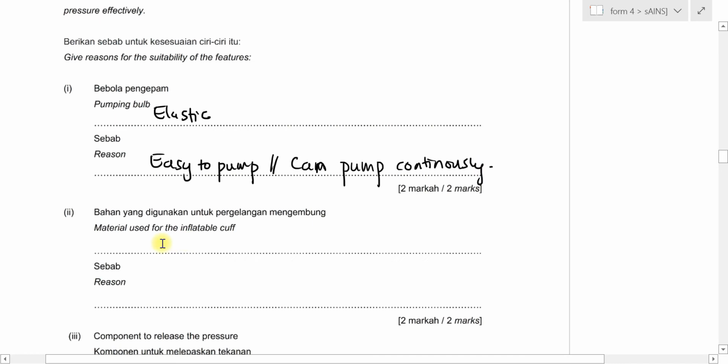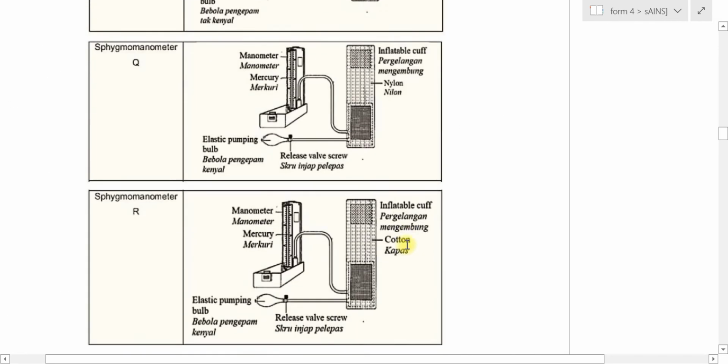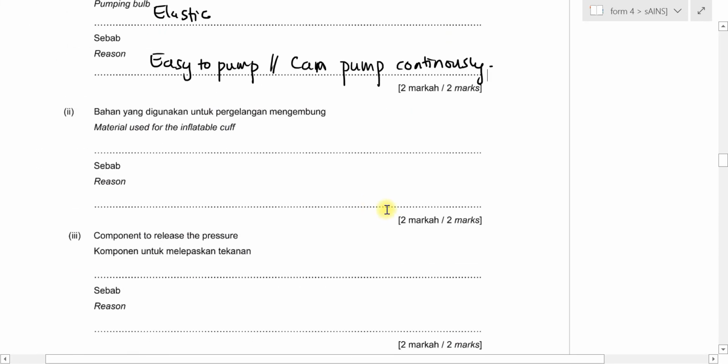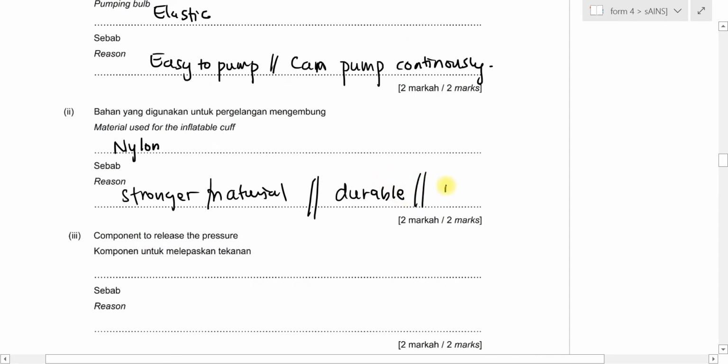Okay, second part. Material used for the inflatable cuff. We have cotton and nylon. Of course we use nylon. Nylon is basically a very strong material. So we can say stronger. If it is a stronger material, it must be durable, not easy to tear. Anything logical.